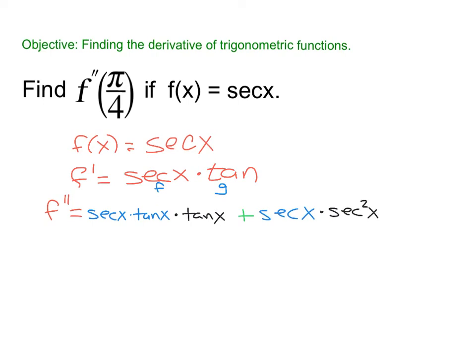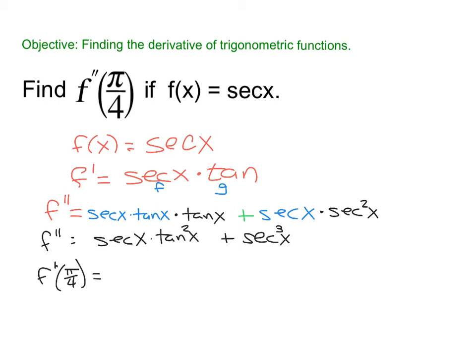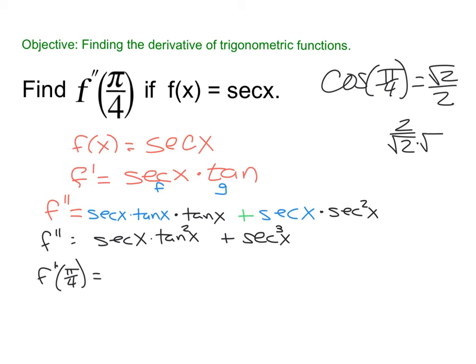So it's a little crazy here, right? So you get secant tan squared plus secant cubed. F double prime. So now we're going to plug in pi over 4. Well, secant of pi over 4 is, cosine of pi over 4 is root 2 over 2. So secant is 2 over root 2. If I rationalize, 2 root 2 over 2, so it's just root 2.